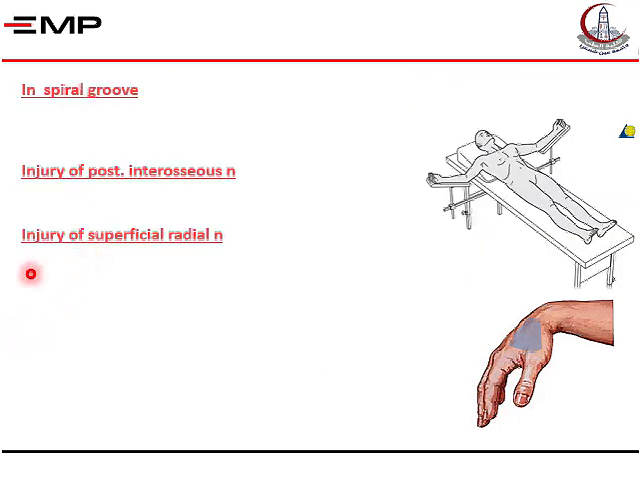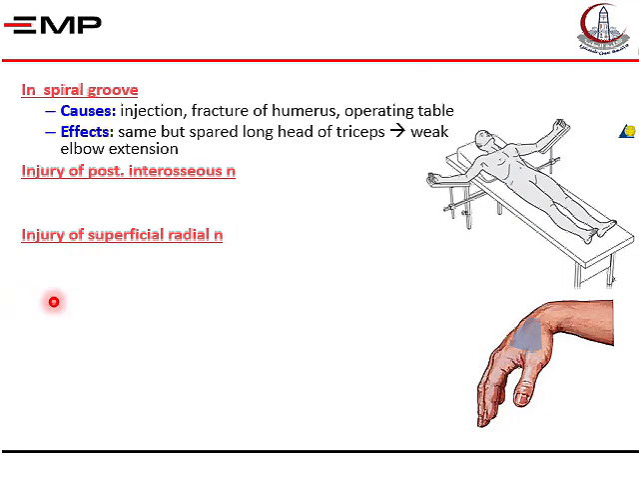In lesion of the spiral groove, it occurs usually due to faulty intramuscular injections, fracture of the humerus in the spiral groove, or operating table injuries when the arm is not resting on the armrest like this and is hung on the side of the table, where the nerve in the spiral groove is compressed against the edge of the table, leading to what's called neuropraxia.